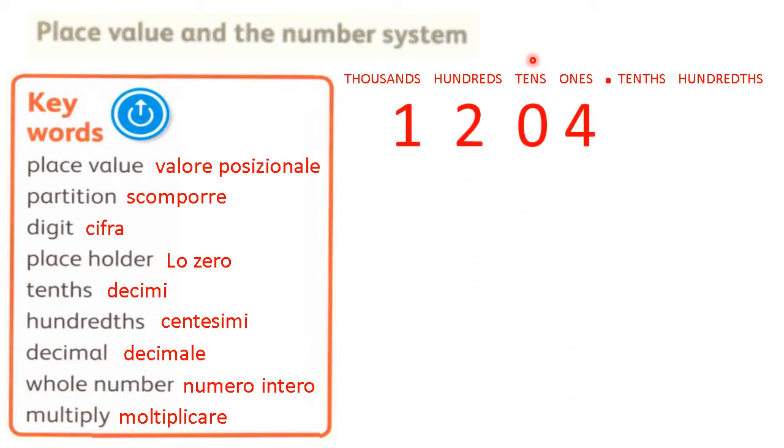This is 1204. It's a 4-digit number. The 0 here is called a placeholder. The value is 0, but it's necessary to keep the place of the tens.